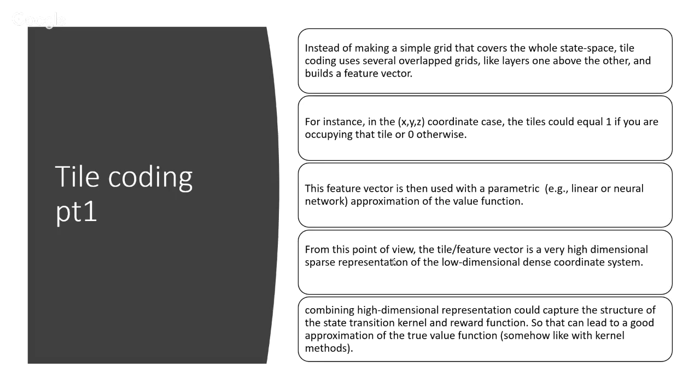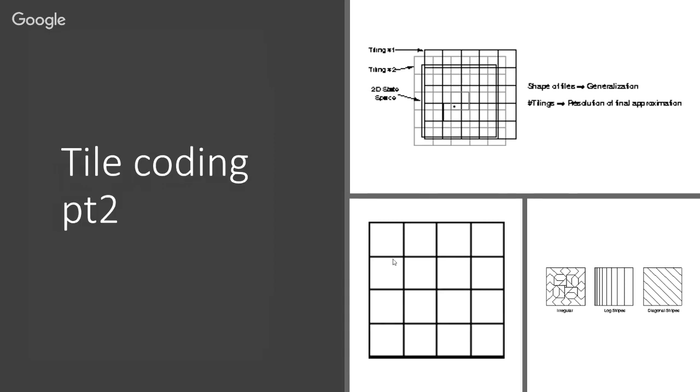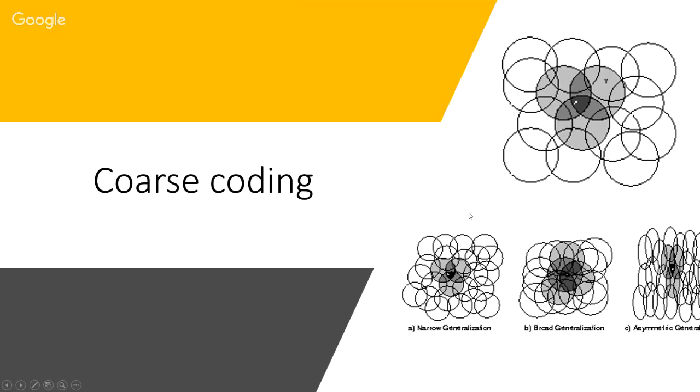Now, this is a constant grid, and this is tile coding, so you can actually see this. And these are other forms that can be irregular, log stripes, and diagonal stripes. So these are different forms of tile coding. I'm going to go just briefly into coarse coding. These are just some different representative coarse coding, but you've already gone over this in the course, so I'm not going to cover it in any more detail.